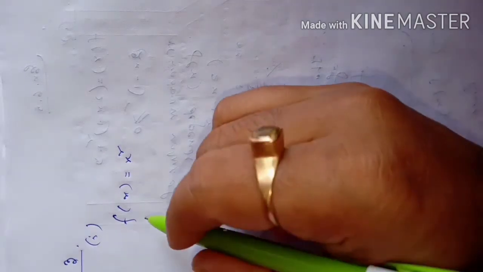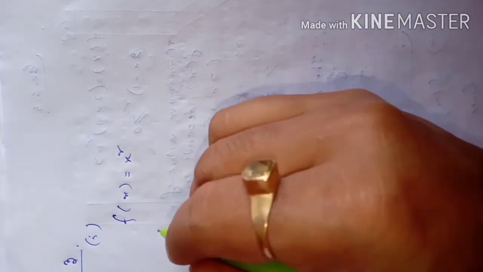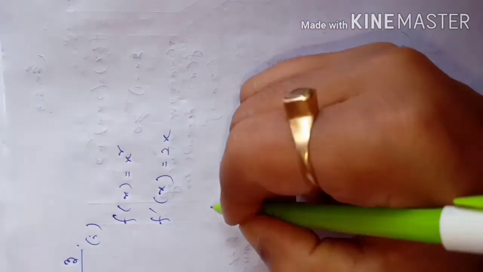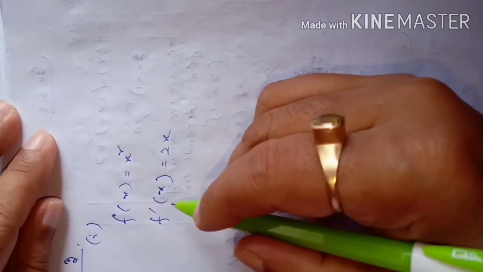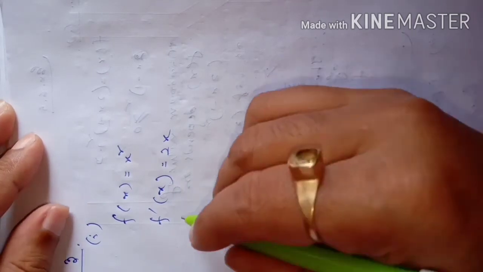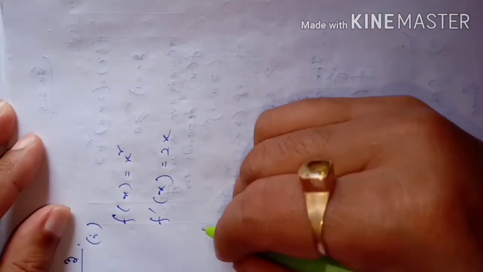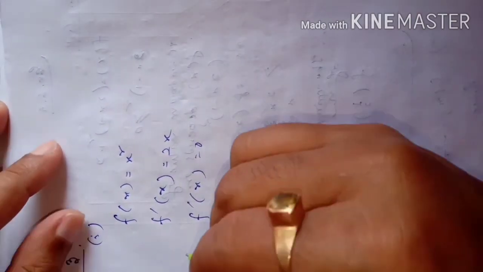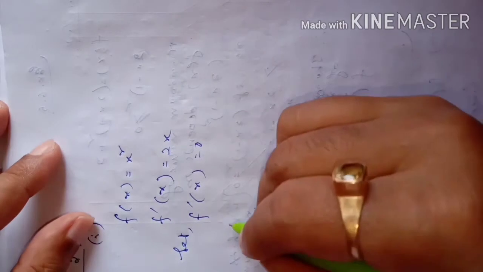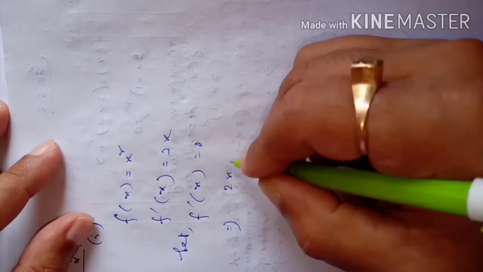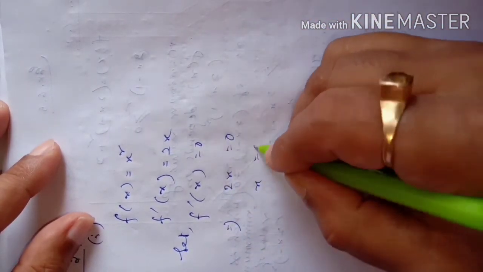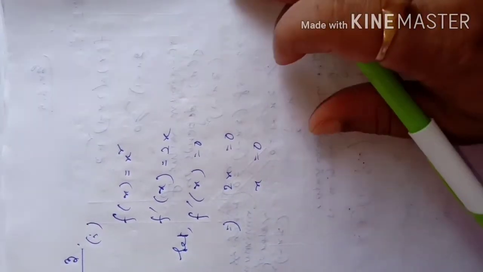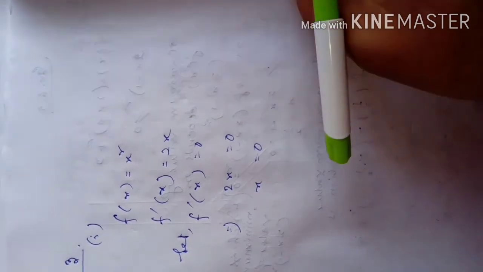Step number 1: first take the derivative of the function, that means f dash x. f dash x equal to 2x. Then you equate it to 0, to know the zeros of the derivative. So we say let f dash x equal to 0. That means 2x is equal to 0, so it gives us x equal to 0. So x equal to 0 may be a point of local maxima or a point of local minima.